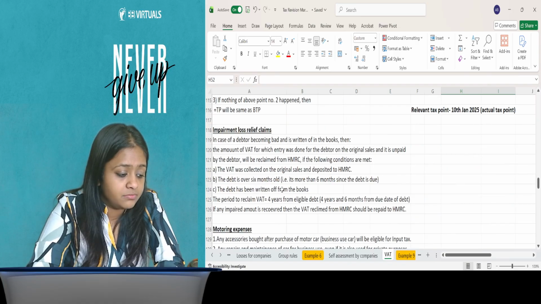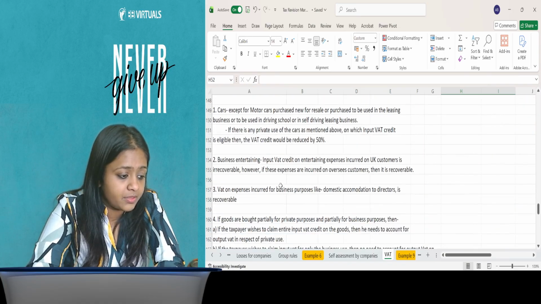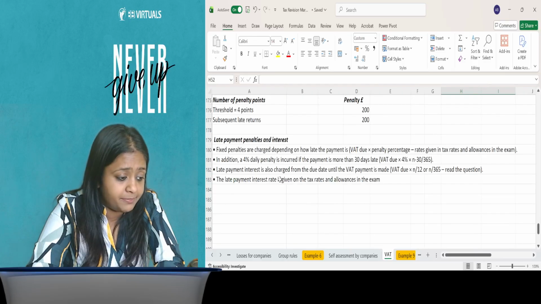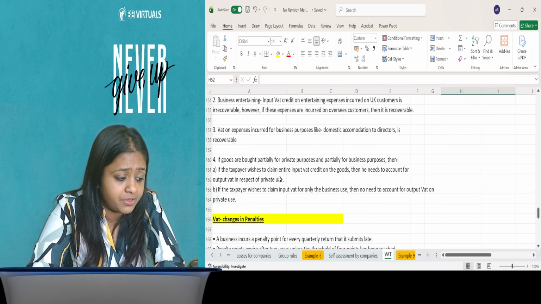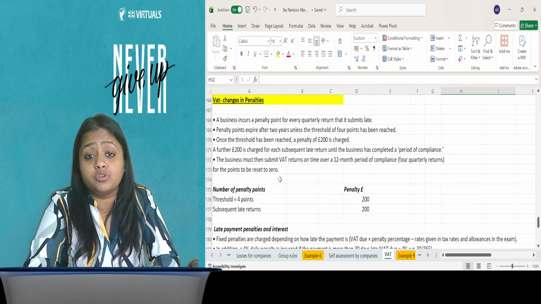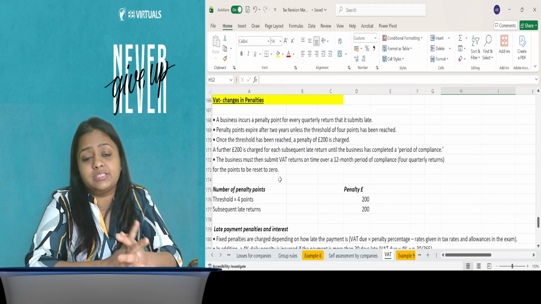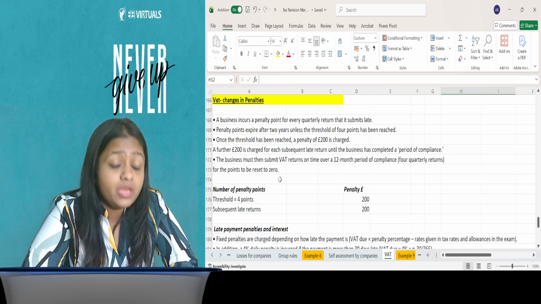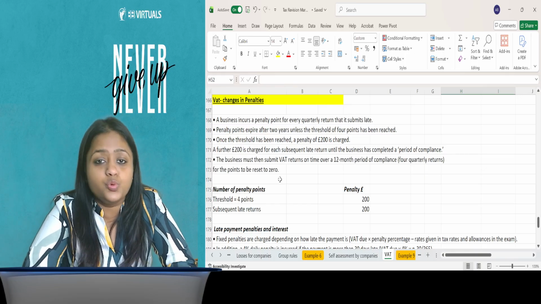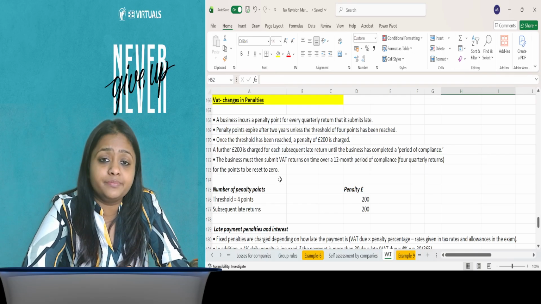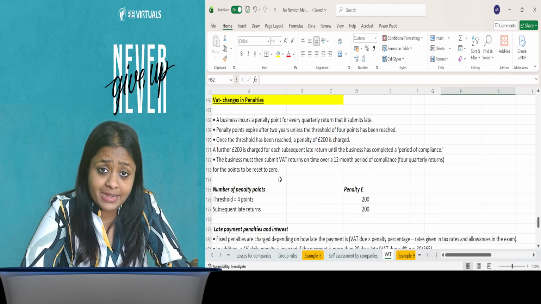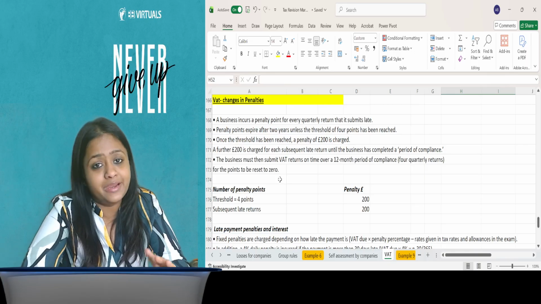Now, next is penalties. I'm taking penalties with a reason, because penalties are the changed portion. I mean, they are a frequently tested topic in the exam for VAT. Now understand, we can have penalties in two cases, right? One is when the VAT return is filed late, or number two, when VAT is paid late.